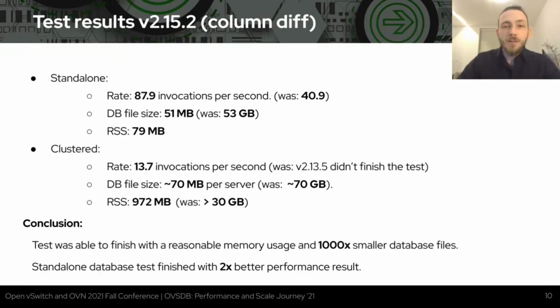And here are the performance results for this change. Standalone database actually performed twice as well as in 2.13. Database file size decreased 1000 times from 53 gigs down to 51 megabytes. Clustered database test actually finished. The rate of 13.7 OVSDB client invocations per second, a reasonable database file size, and RSS under 1 gig per server. That's already something that we can work with.